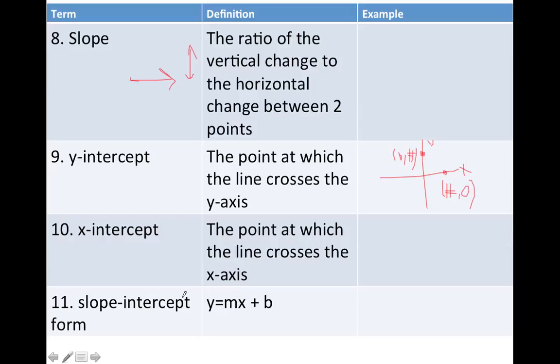And the last one is slope-intercept form. Y equals mx plus b. M is your slope, and we'll go over the formula for that in a little bit. So m is your slope, and b is your y-intercept, so the point at which it hits the y-axis.